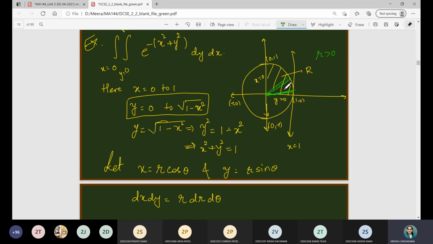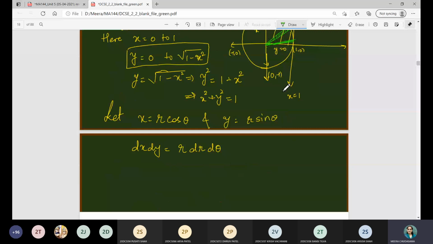But since we are given a circle, circle means the class of all points whose distance from the origin is r. So the distance of all these points from the origin will remain r, which is 1 over here. So limits of r will be 0 to 1, whereas limits of theta will be 0 to pi by 2, right? So let us now convert it.